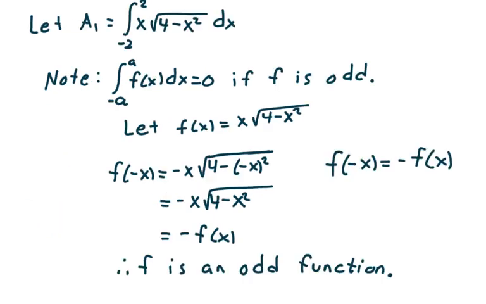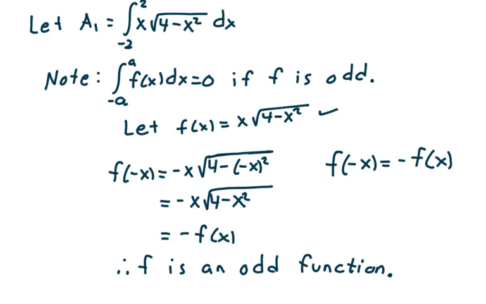Okay, now, let a1 equal the integral from -2 to 2 of x times the square root of 4 minus x squared dx. The integral from -a to a of f of x dx equals 0 if f is an odd function. Well, let f of x equal x times the square root of 4 minus x squared.